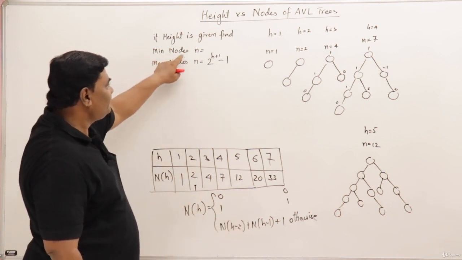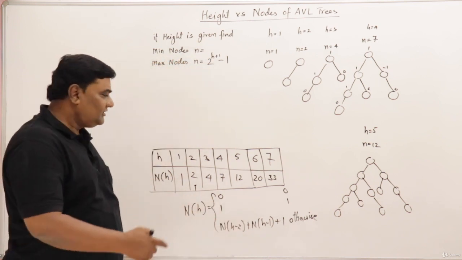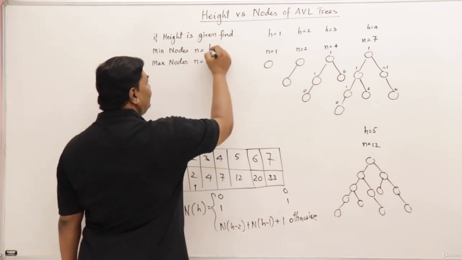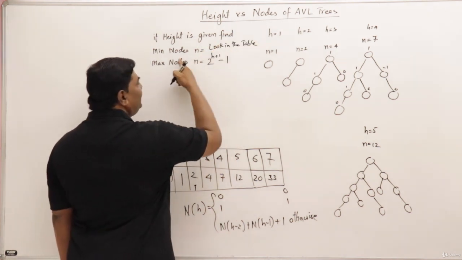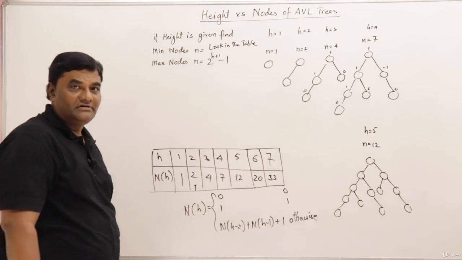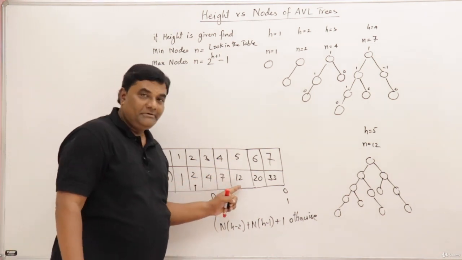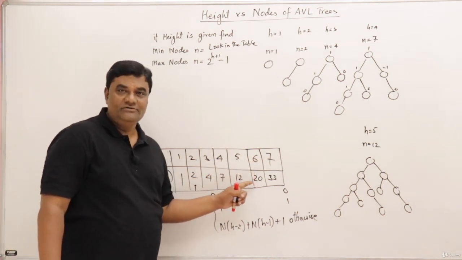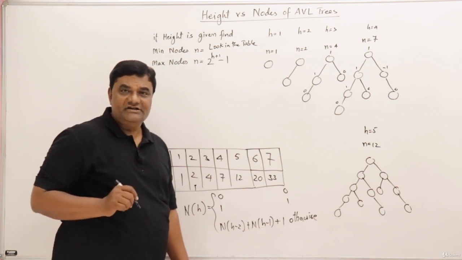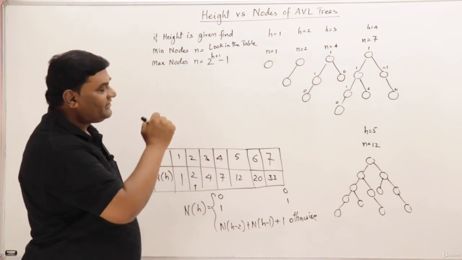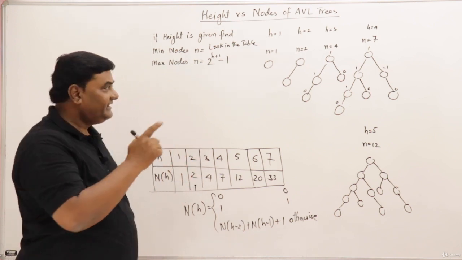So I should write down this formula here for minimum nodes. So I will not write the formula. I will say look in the table. So for minimum nodes, look into the table. So if height is 5, minimum 12 nodes, height is 6, minimum 20 nodes, like this. Then there is one change here. See, I started height from 1 onwards. When I have only one node, height is 1 onwards.